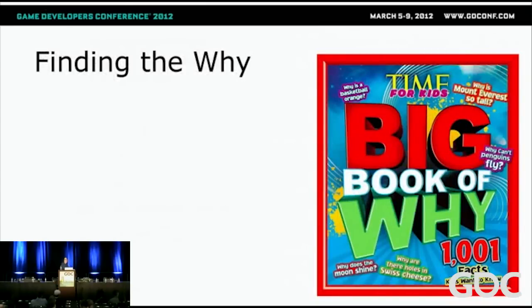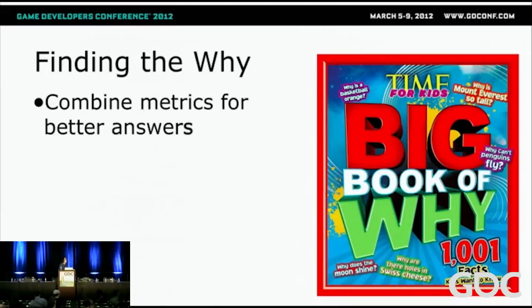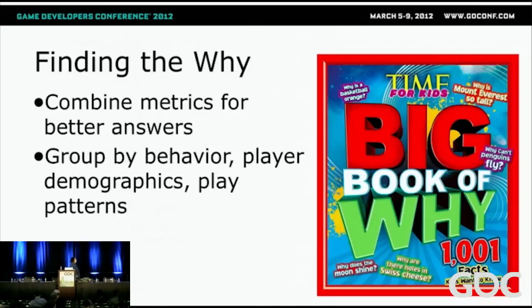But the hardest thing in production and pre-production and metrics is why. And metrics will never, ever, ever tell you why. They can't. So how do you start to get at the why? Well, part of it is combining metrics to start digging deeper and looking for a better answer. One way to start at that is to try to group it by different aspects of players, right?